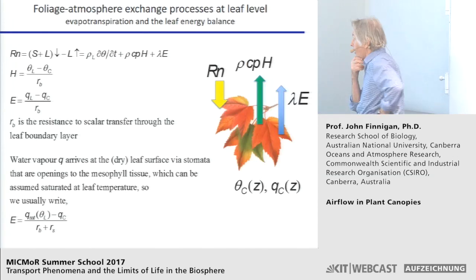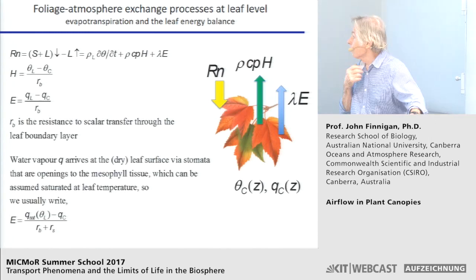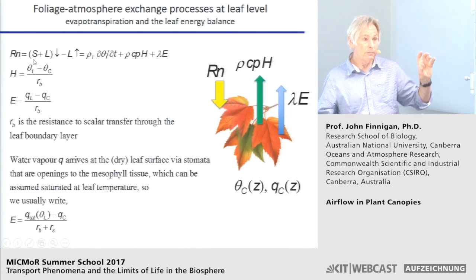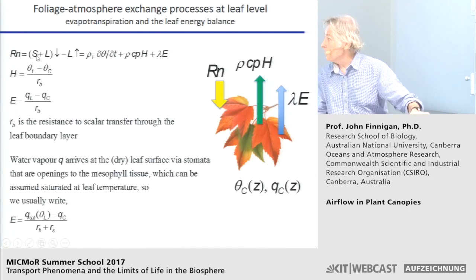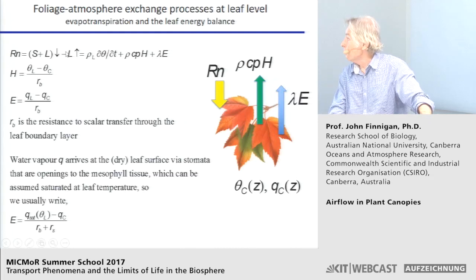Now, the other thing, the scalar exchange goes on. Every leaf has an energy balance. So we can write the energy balance down here as the net radiation on the leaf, which is the short wave plus long wave arriving at the leaf surface, minus the long wave radiated back out, the Stefan-Boltzmann law.